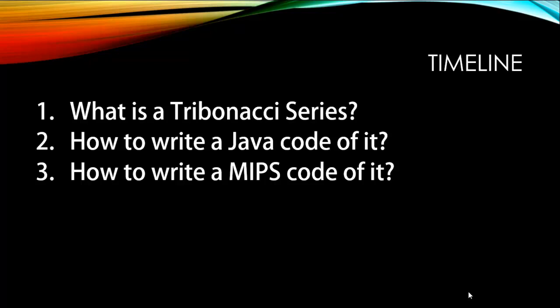So as I did with my previous tutorial on Delano numbers, I'll provide this tutorial in 3 segments. The first segment would be explaining what a Tribonacci series is. You should be able to skip it to directly go to the Java code of Tribonacci series. Also, if you don't want to see that and go directly into the MIPS coding of it, you should be able to do that using this timeline. So let's move on to the first segment of the video, which will be explaining what the Tribonacci series is.